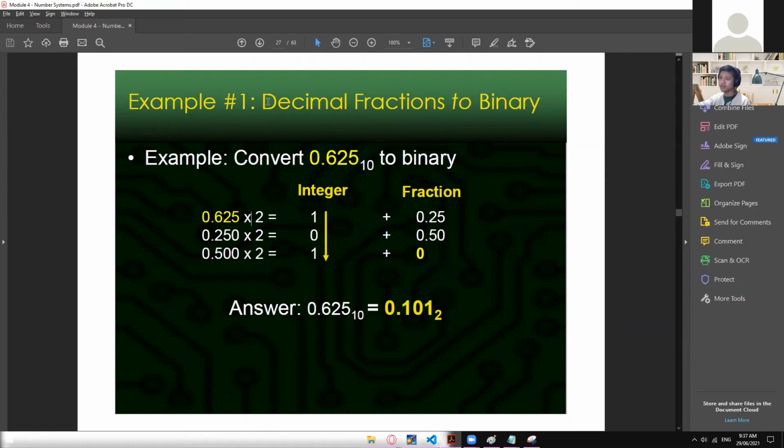But since we're talking about decimal fraction, you have to make this one a decimal. So the final answer is 0.101. Okay?